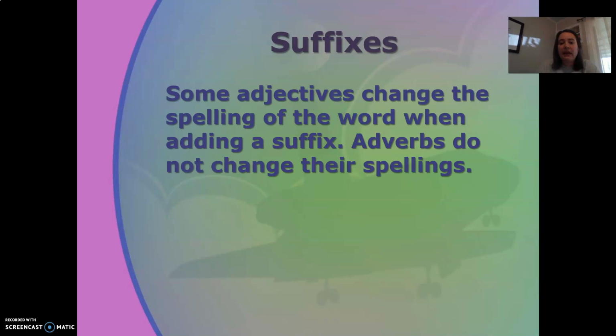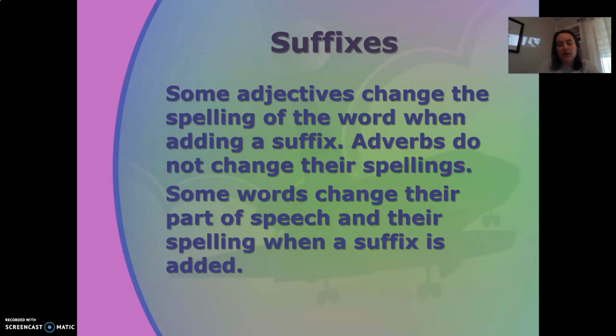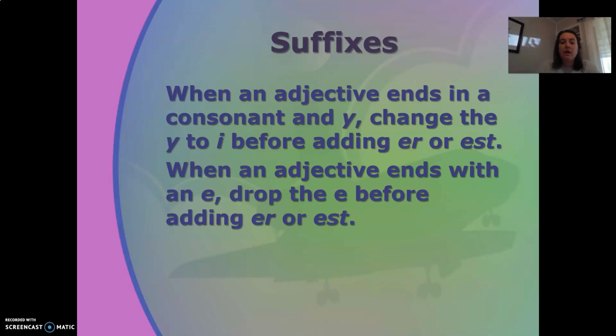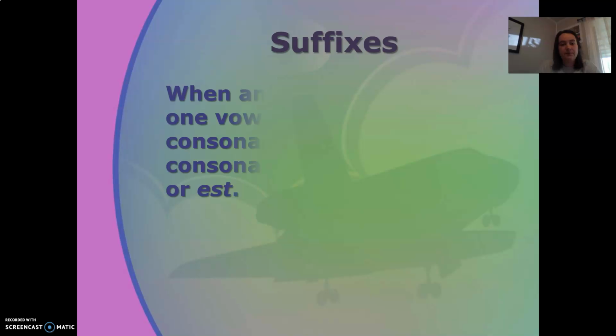Some adjectives change the spelling of the word when adding a suffix. Adverbs do not change their spellings. Some words change their part of speech and their spelling when a suffix is added. When an adjective ends in a consonant and Y, we're going to change the Y to I before adding ER or EST. When an adjective ends with an E, drop the E before adding the ER or EST.